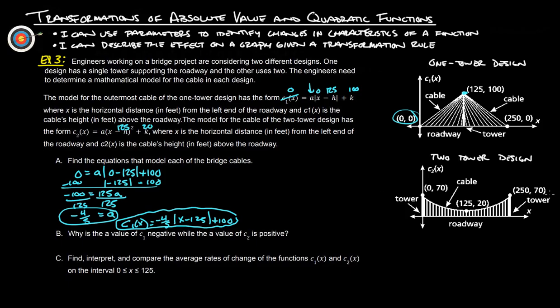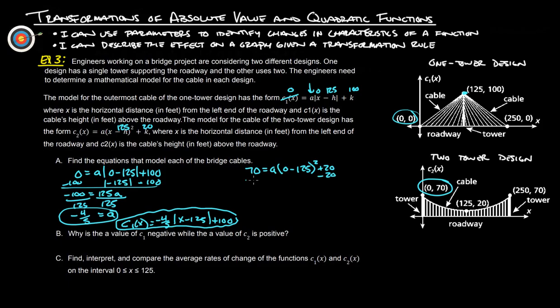We can plug in either the point (250, 70) or (0, 70). I'm going to choose that one because it seems like it'll be a little bit nicer. So we've got 70 is y equals a, which we don't know, times x, which we do know is 0, minus 125 squared plus 20. And now we're going to go through and solve this one.